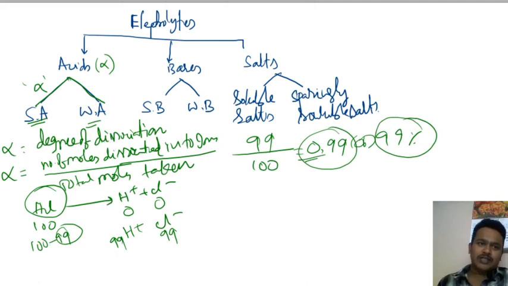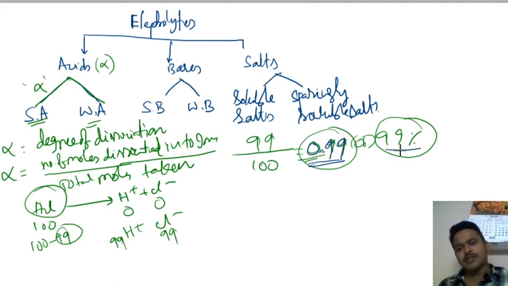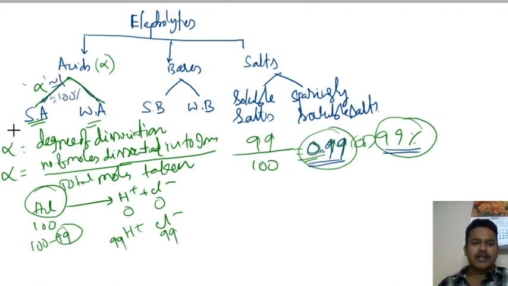Based on this alpha value, those having alpha value almost 1, that is 0.99, or in percentage 99, almost 100 percent, are called strong acids.